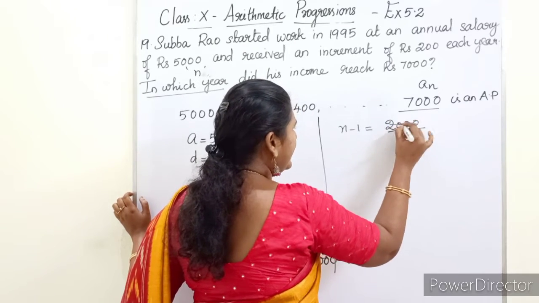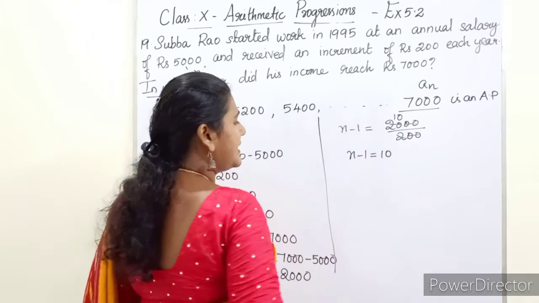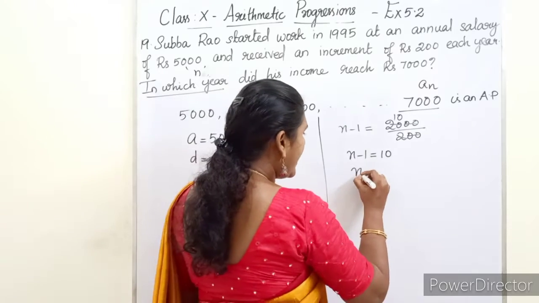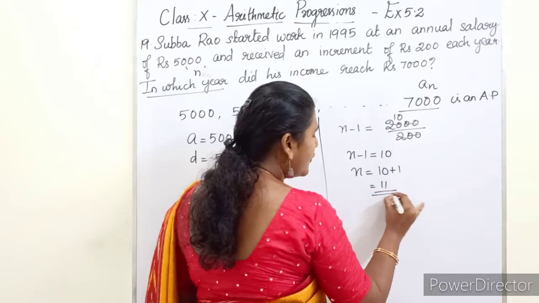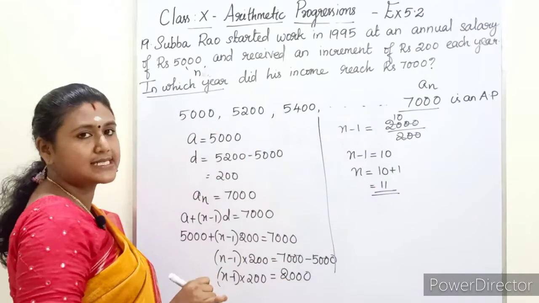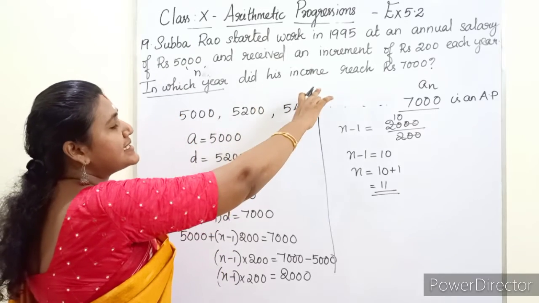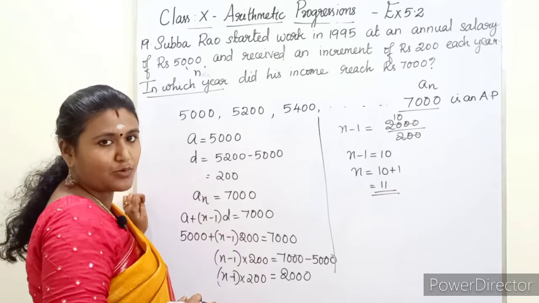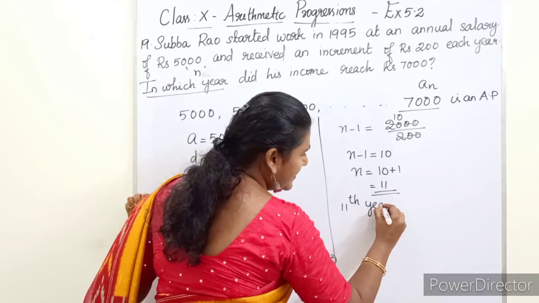So what will happen? The answer is 10. So this is the value of n minus 1. So we got n minus 1 value as 10. So n is equal to 10 plus 1 is equal to 11. So we got the value of n as 11. So we can write, in the 11th year his salary will reach rupees 7,000. Okay. So the answer is 11th year.